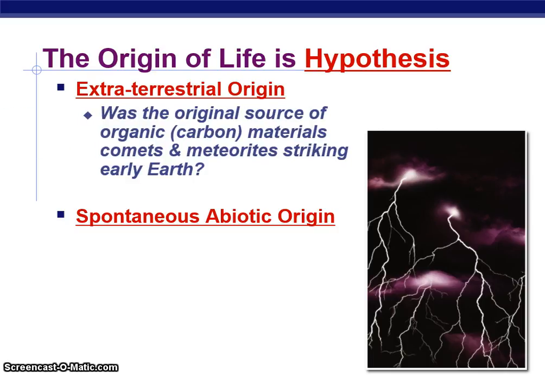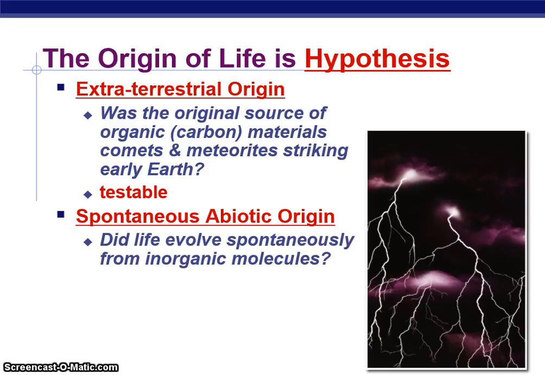The idea that the original source of some of the organic materials needed for life actually came from meteorites striking early Earth. This is testable to some extent. There is some evidence to support the idea that some carbon or organic materials on the planet did come from meteorites. And then the idea that life spontaneously arose from inorganic molecules. Again, you can test whether this is a probable explanation.